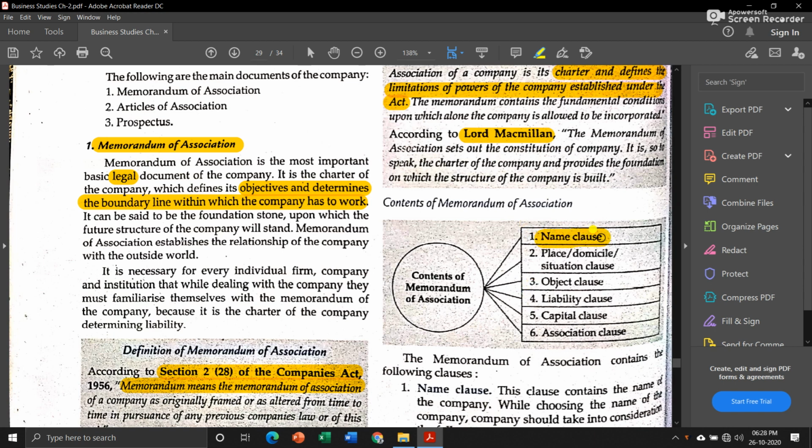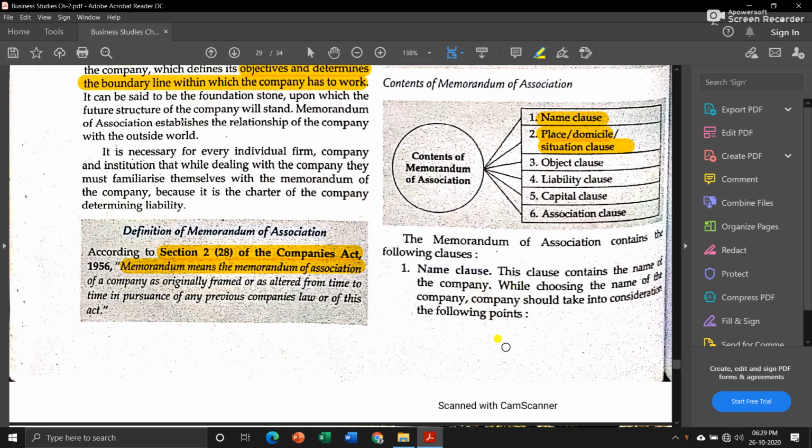Now there are some things mentioned in the memorandum of association. These are the name clause, place, domicile or situation clause, object clause, liability clause, capital clause, and association clause. Now let us discuss those in detail. The first clause mentioned in the memorandum of association is the name clause. It means the name of the company will be mentioned.